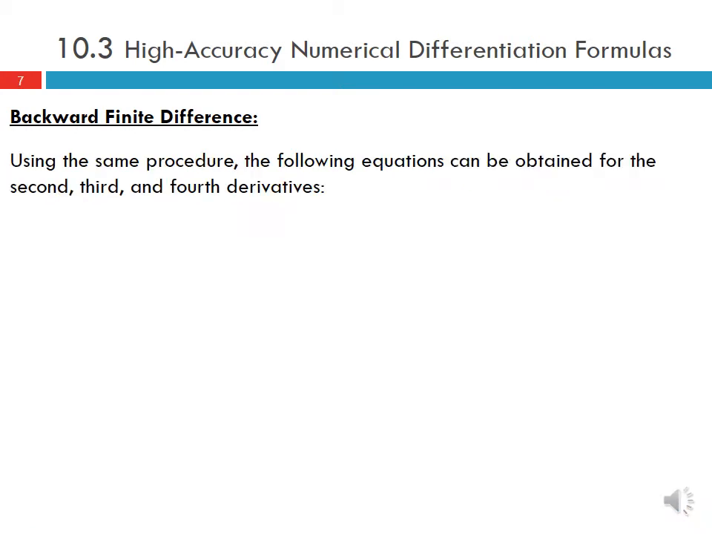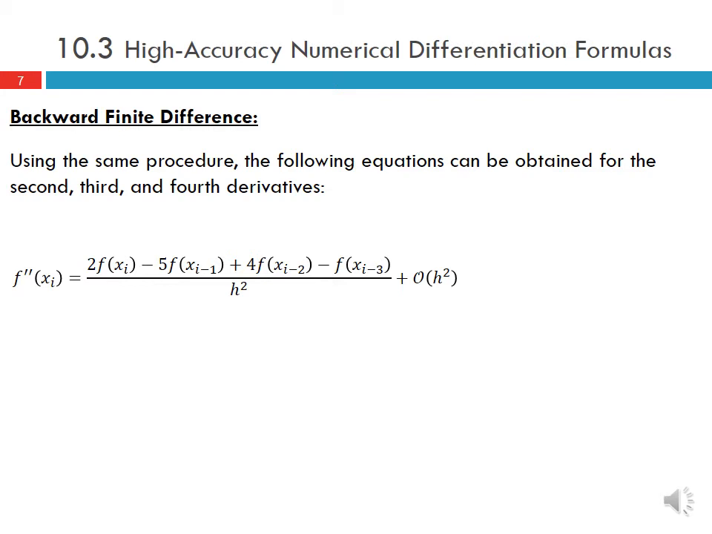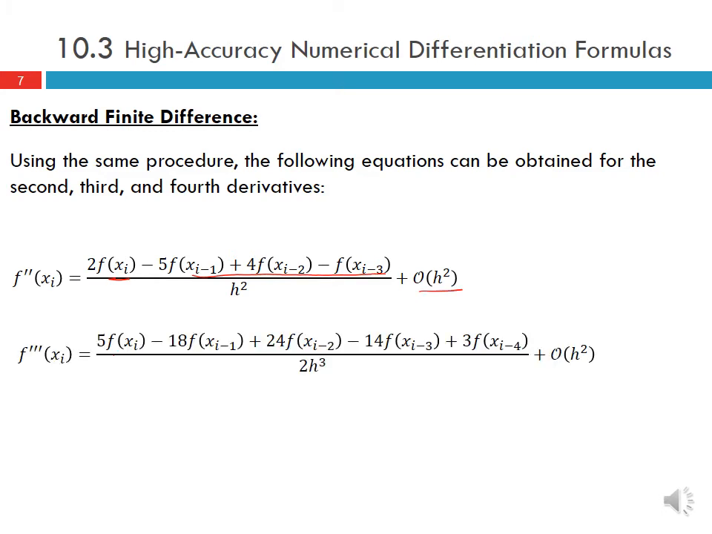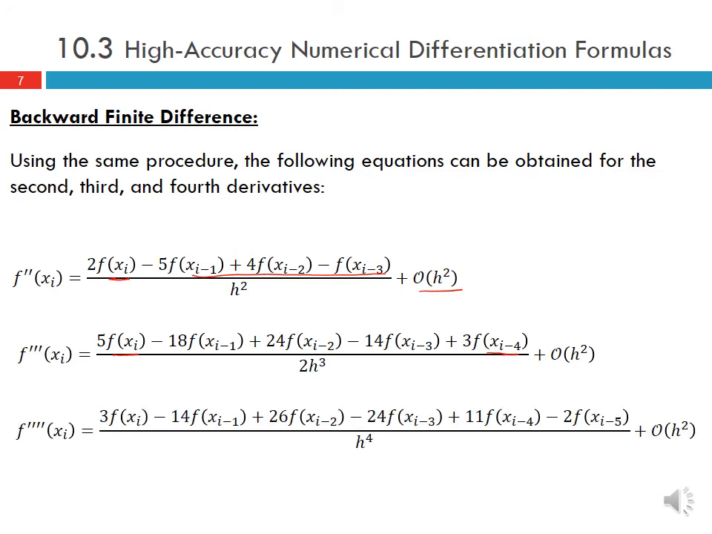Using the same procedure, the following equations can be obtained for the second, third, and fourth derivatives. The second derivative depends on the value of the function at xi, as well as the 3 points before it, and it is order h squared. The third derivative depends on the value of the function at xi, as well as the 4 points before it, up to xi minus 4. And the fourth derivative depends on the function value at xi, as well as the 5 points before it, up to xi minus 5. All of these are order h squared for the backward finite difference technique.